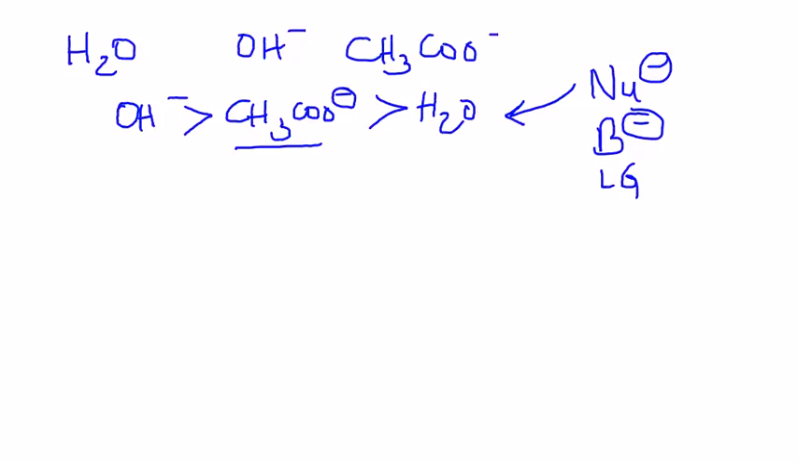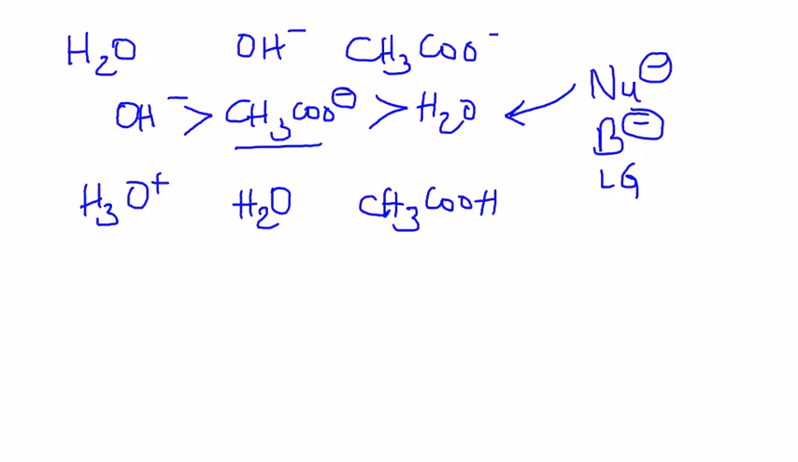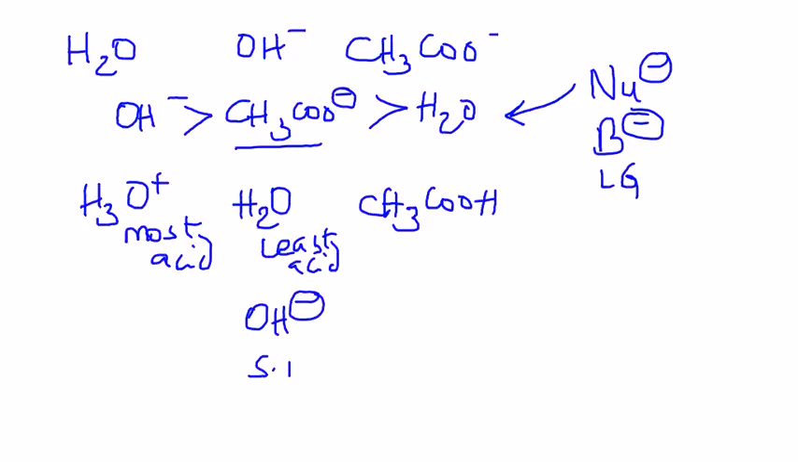The basic character, if you wanted to compare that, you should just compare the corresponding acids. So if the acids are strong, the conjugate bases would be weak. So we are comparing hydronium ion, water, and acetic acid. And so hopefully you can see that hydronium ion is most acidic and H2O is least acidic. And that would mean that the strongest base will be hydroxide. And weakest base will be water, and acetate will be in between.